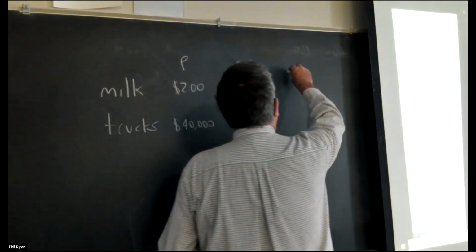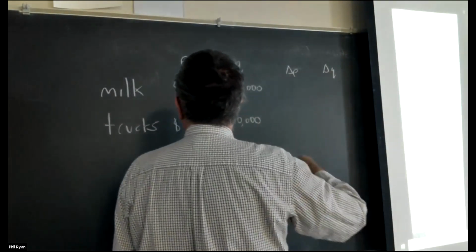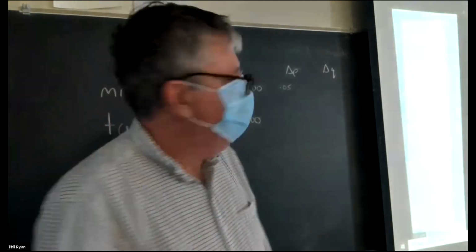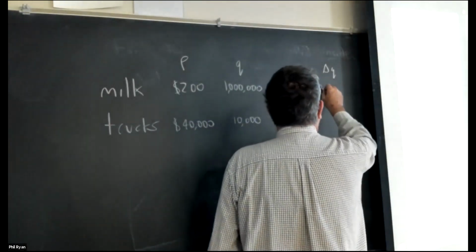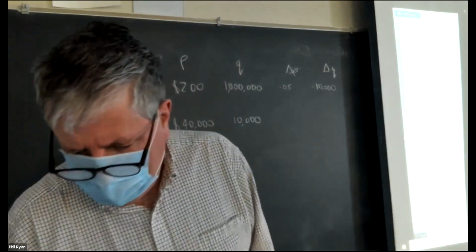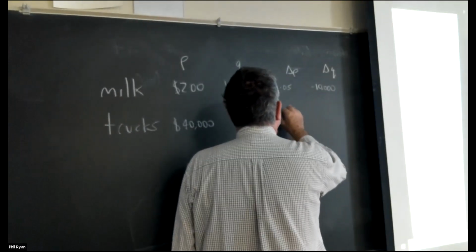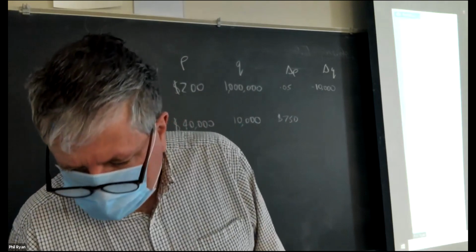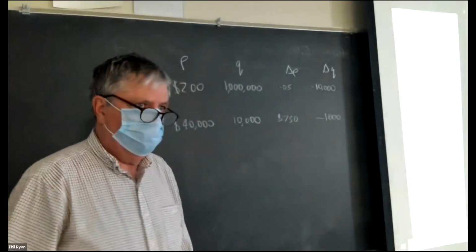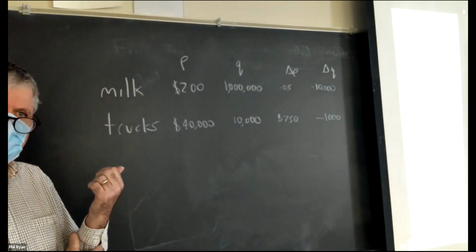So we might have a delta P, and we look at the delta Q. For milk, let's say if milk goes up 5 cents, then maybe we sell 10,000 fewer units of milk. And maybe if we add, I don't know, $750 to the price of the truck, we lose 1,000 sales. Have you guys done this kind of thing before in economics?